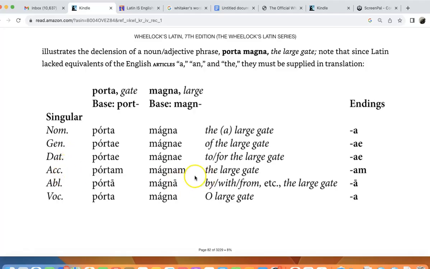Accusative is the direct object. So for example, if we say that I see the large gate, that would be portam magnam video. And I'll give some examples of this in a second. And then you can see where this is a little bit tricky. Anytime you see etc., it means there's lots of possibilities. By the way, etc., of course, comes from Latin et cetera. By, with, from, at, on, concerning, over, under. It could be all kinds of things.